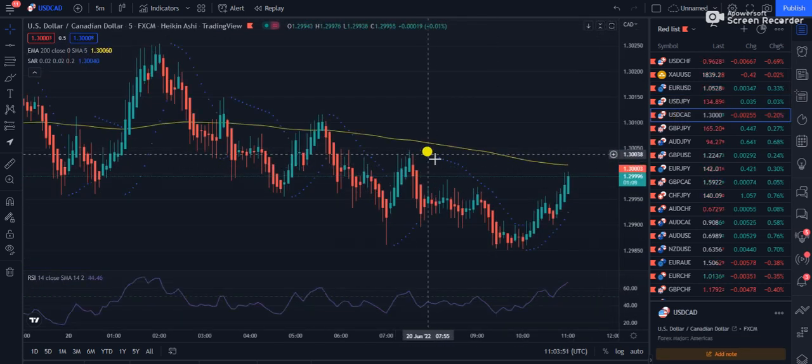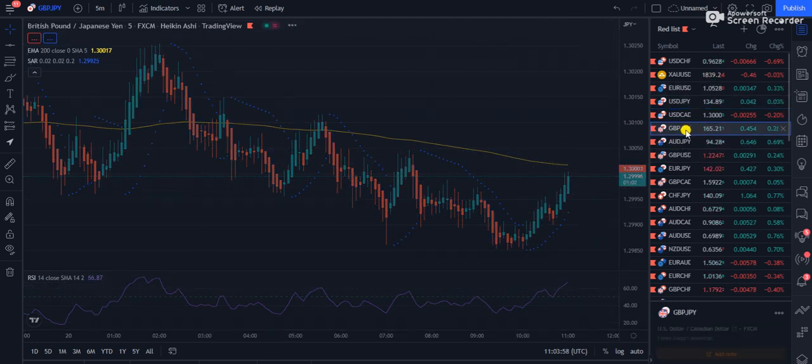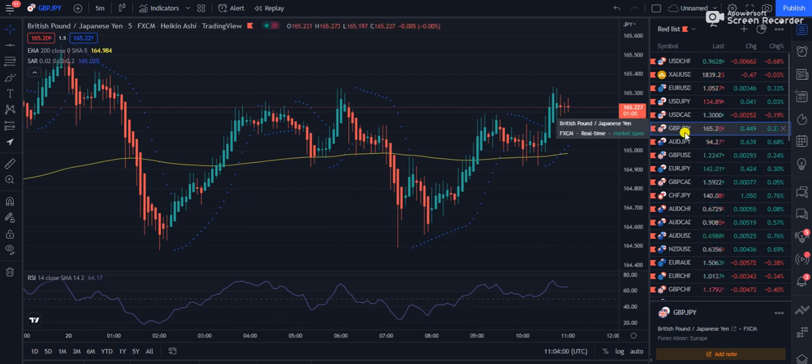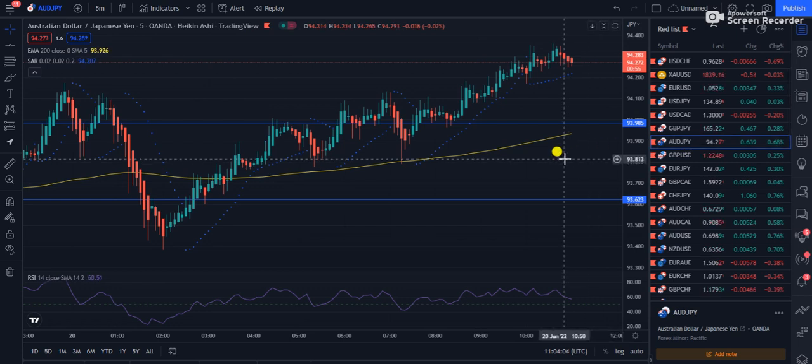Look, the sell on USD CAD 5 minute, very good. The buy we will not take because the market is below the moving average. If it comes above the moving average, then you must know that the trend has changed. Now you need to take your entries according to it, right?